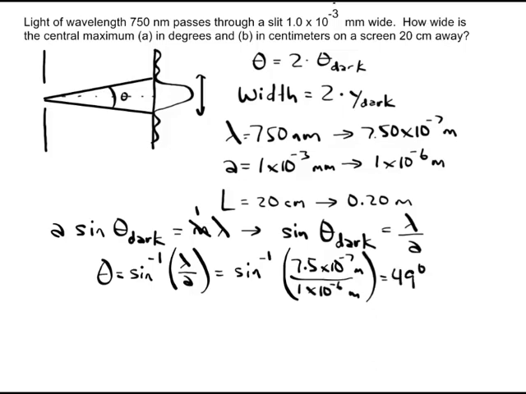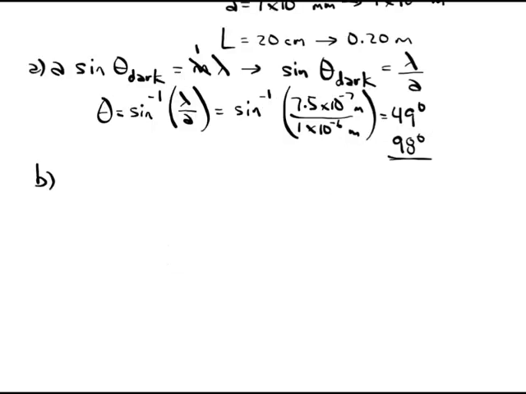Now we need to double that. So if I double that, I'm going to get 98 degrees. This is the width in degrees of our big angle over here. Pretty wide, actually. Alright, for part B, we cannot use the same approximation that we used for double slit interference.